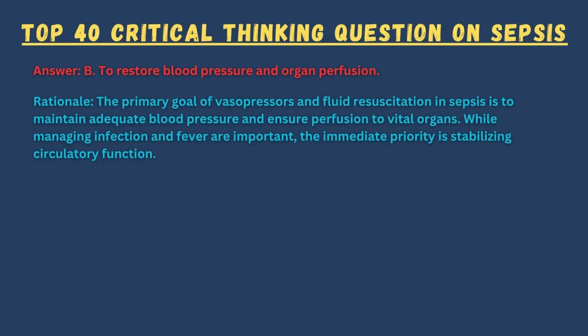Answer: B. To restore blood pressure and organ perfusion. Rationale: The primary goal of vasopressors and fluid resuscitation in sepsis is to maintain adequate blood pressure and ensure perfusion to vital organs. While managing infection and fever are important, the immediate priority is stabilizing circulatory function.